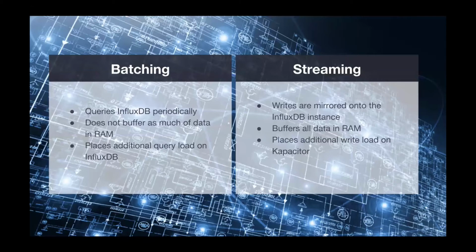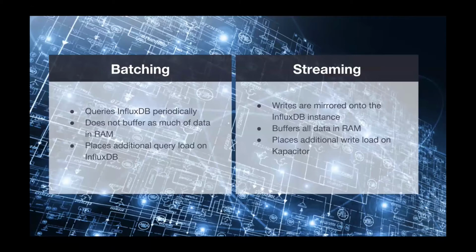All right, let's look at the other side. Let's look at stream tasks. Stream tasks are a little bit different. With a stream task, what's happening is that it creates a subscription to InfluxDB so that every data point that's written to InfluxDB is going to also be written to Kapacitor. Now, because of this, stream tasks are going to use a higher percentage of available memory. So how much memory is available is a key factor to take into consideration.